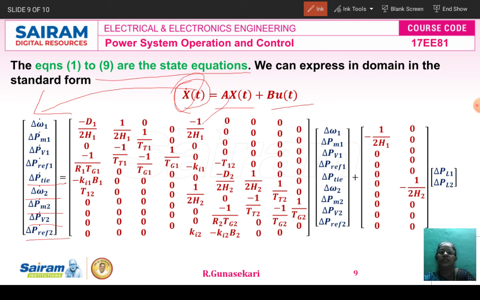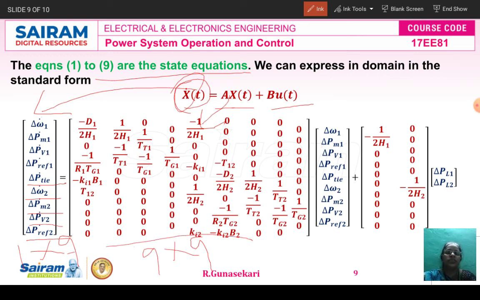Then A represents a matrix with 9 columns and 9 rows. This is nothing but the 9 into 9 matrix. Okay, 9 into 9 matrix. Here, 1 column and 9 rows, so a 1 into 9 matrix. We already derived the 9 equations, so we have to substitute those equations. Finally we are getting this one.